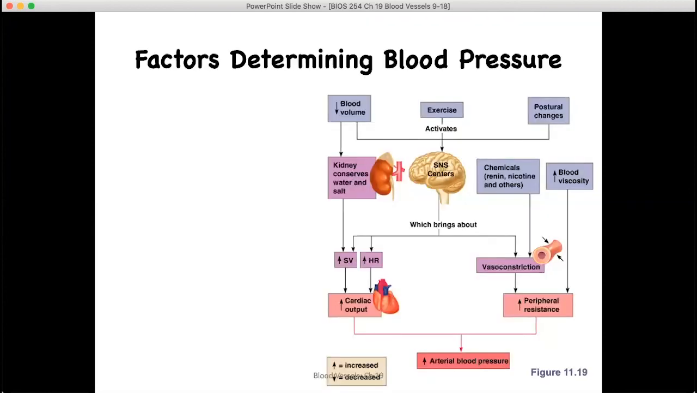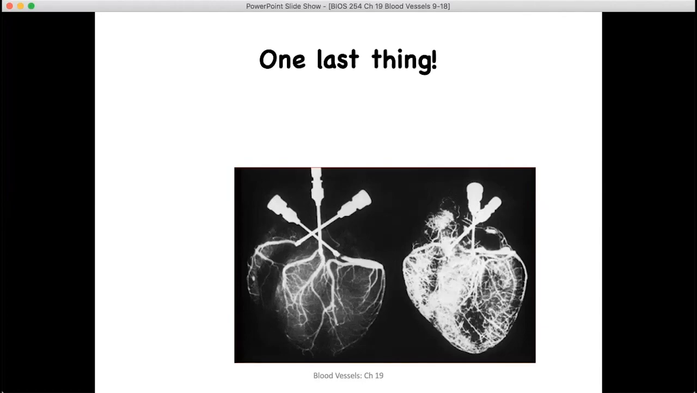This is another flow chart illustrating factors that will determine blood pressure. I encourage you to stop the video and go through this flow chart. It puts it all together for you. I have one more thing I want to cover.